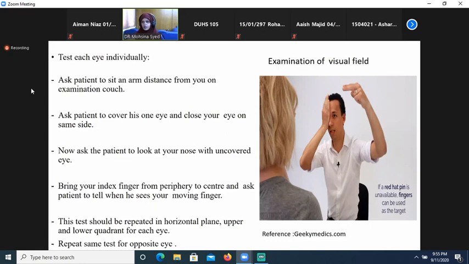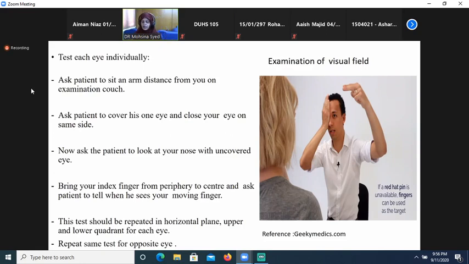Now ask the patient to look at your nose with the uncovered eye, and then you bring your index finger from the periphery to the center and ask the patient to tell when he starts seeing your moving finger. First, you test it in the horizontal plane, then the upper quadrant, and then the lower quadrant. But your finger should be midway between you and the patient. First, you test all three planes on one side, then on the other side, and then repeat the same test for the opposite eye. So you'll be able to appreciate the nasal and the temporal fields of both eyes.